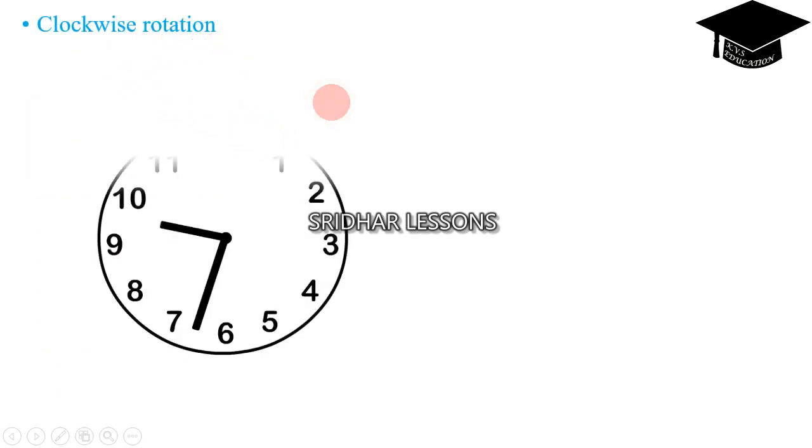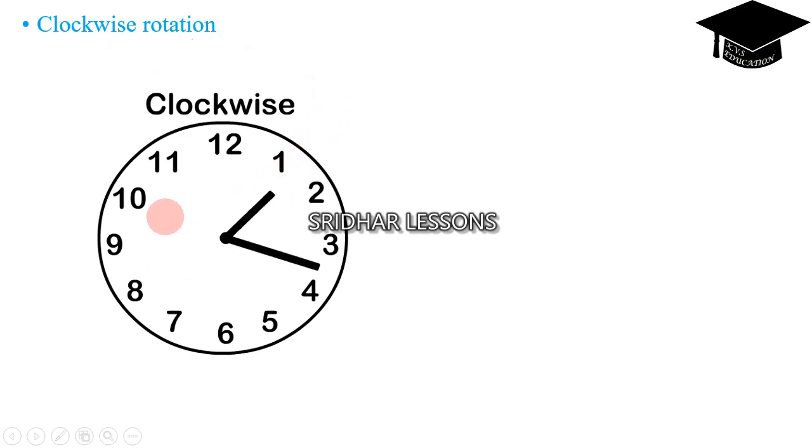Clockwise rotation. How our clock rotates is called clockwise rotation. Okay? Contradictory to this is called anti-clockwise. Okay? First observe, this is called clockwise rotation. How the clock rotates is called clockwise rotation. I am telling you some terminology before going to the actual exercises.